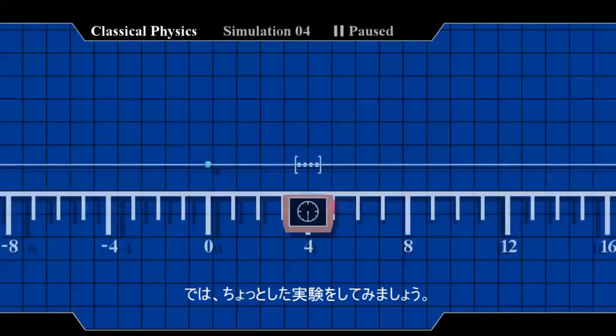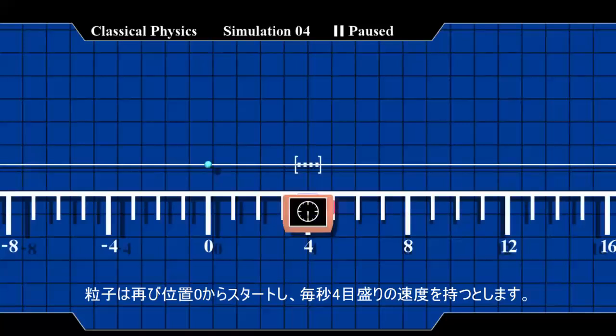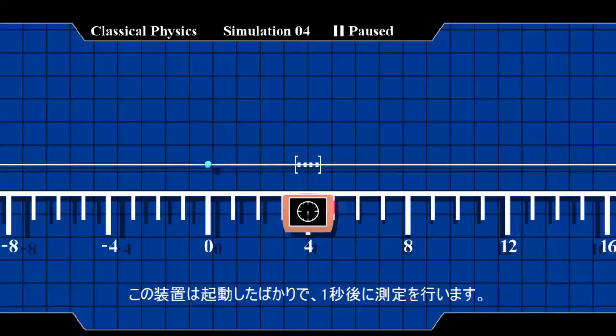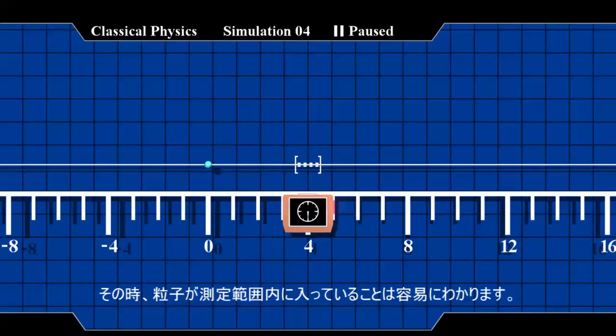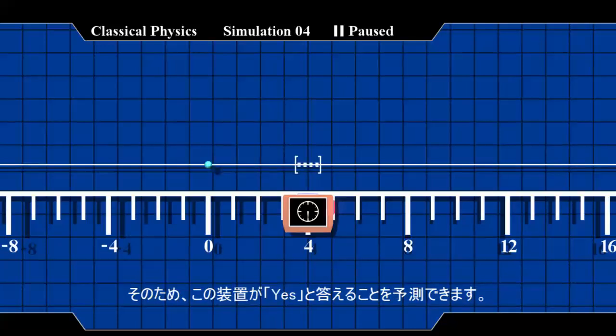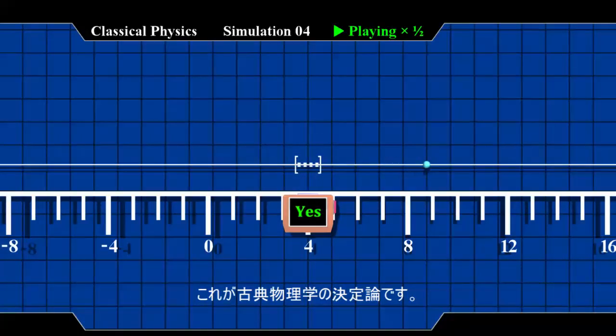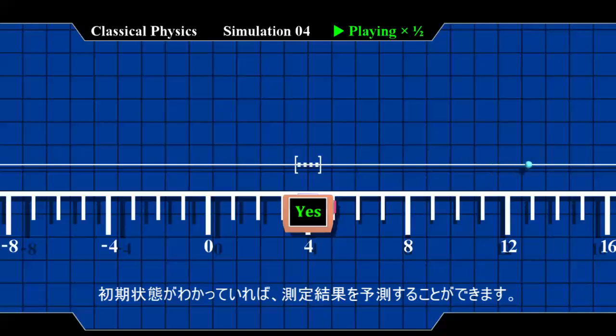Now let's run a little experiment. The particle again starts at position 0 and has a velocity of 4 units per second. Our device has just been activated and will make a measurement in 1 second. It's easy to see that by that time the particle will be inside the measurement range, so we predict the device will say yes. This is the determinism of classical physics. If we know the initial state, we can predict the results of measurements.